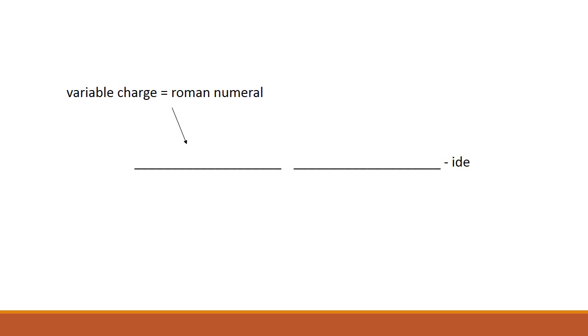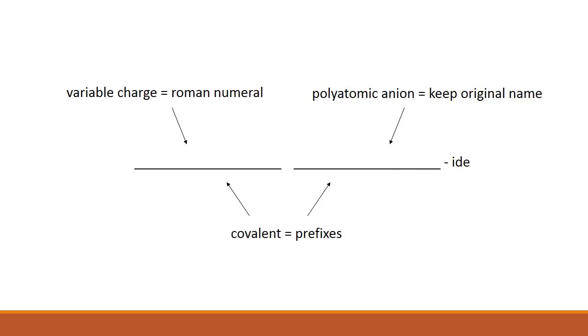So to sum it all up, most compounds you encounter in general chemistry follow the same general naming system, something-somethingide. You just have to tweak it for certain cases. With variable charge elements, you have to use a Roman numeral to show what the charge is in that particular compound. If the anion is polyatomic, you're going to keep the original name. You're not going to use IDE. And if it's a covalent compound, you're going to use prefixes.